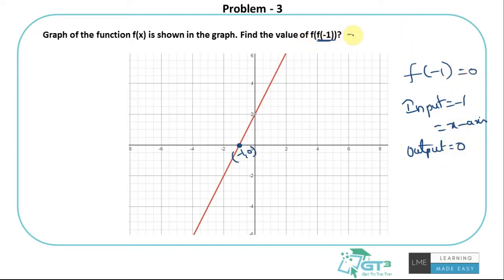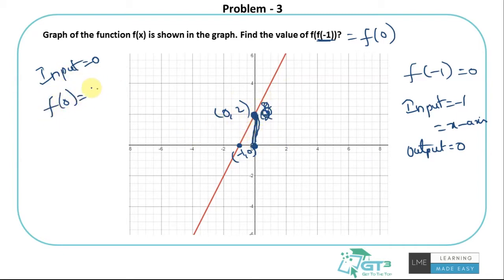So f of f of minus 1 becomes f of 0. Now I need to find out f of 0. When the input is 0, go to the x-axis, take the input, x-axis value 0. What is the y value? Here it is. The line is being cut when I am going in the vertical direction for x equals 0, cutting here, that is at 2. So 0 comma 2 is the point, right? So when the input is 0, f of 0, the output is 2. So that means the answer is f of f of minus 1 is 2. f of minus 1 is 0, so f of f of minus 1 becomes f of 0 and it is 2. That's how you read the graph.